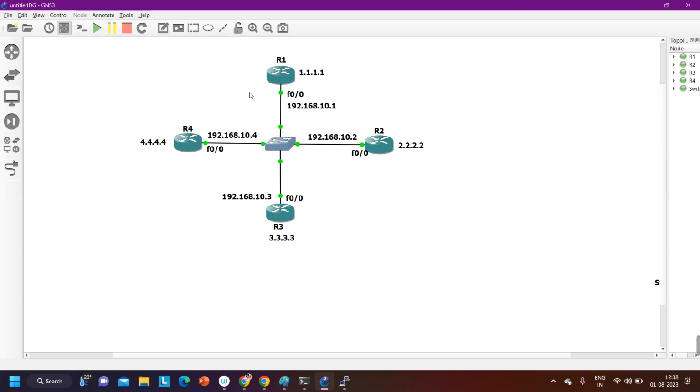Within 40 seconds, if router 1 receives any hello message from a neighbor with higher priority, then router 1 will declare that it is not DR. But if within 40 seconds it does not receive any hello message, it will declare itself as DR. Okay?